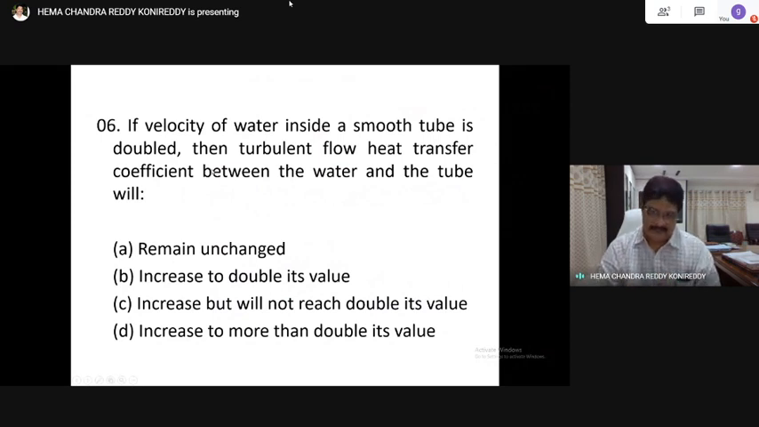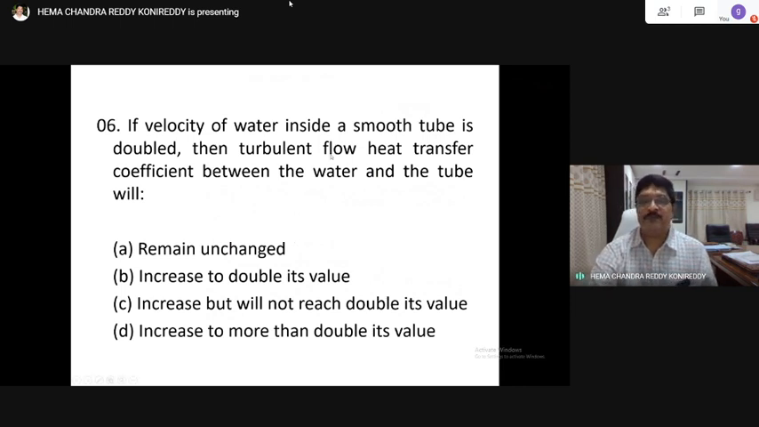Velocity of water inside a smooth tube is doubled. Then what will happen to the turbulent flow heat transfer coefficient between water and the tube? When velocity is doubled, what is going to happen to the heat transfer coefficient? Flow through a tube: what is the equation? Nusselt number is equal to 0.023 Re power 0.8 Prandtl number power n.